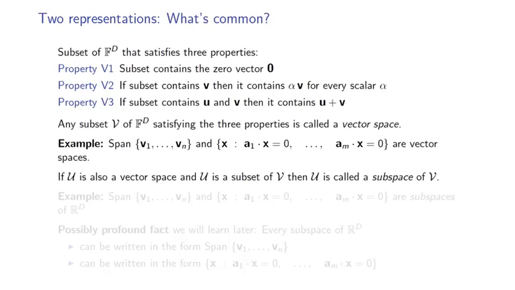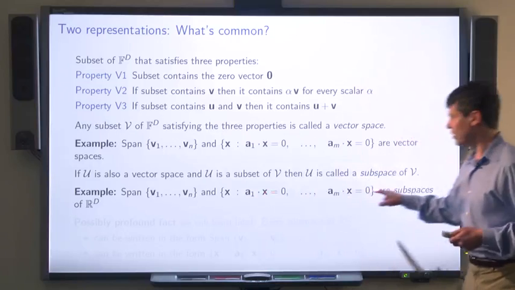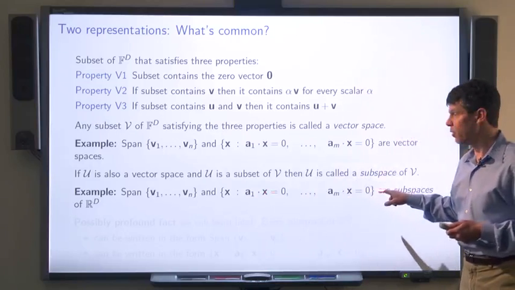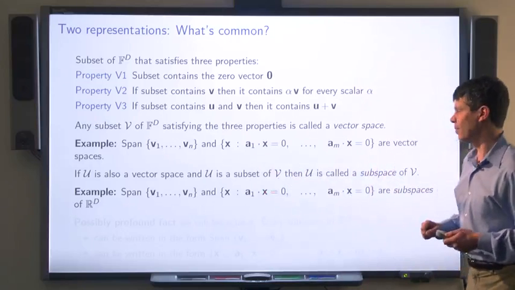Now, if we have two sets, big U and big V, and they're both vector spaces, but U is a subset of V, we call U a subspace. So, for example, the span of v1 through vn and the solution set of these linear equations with right-hand side equal to 0 are subspaces of R to the d.